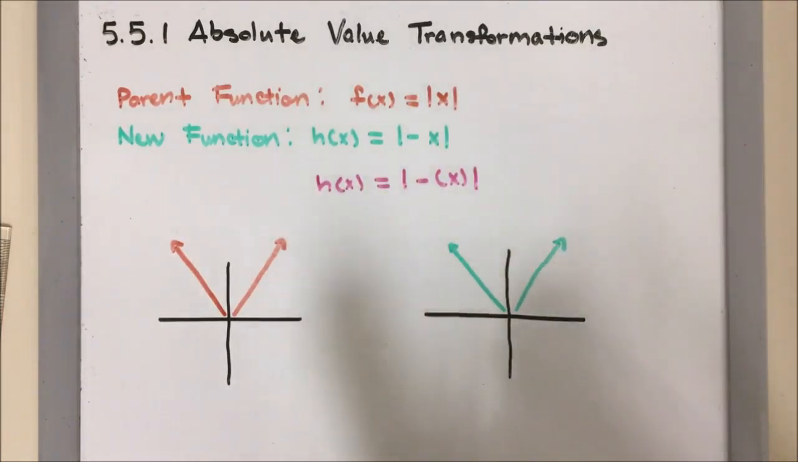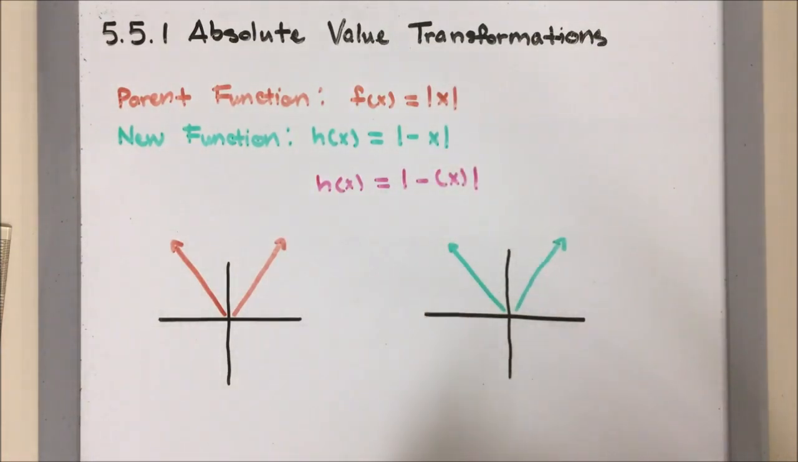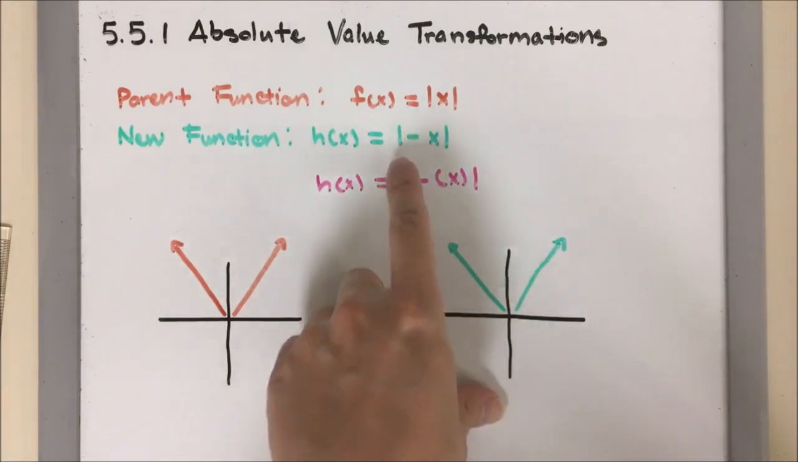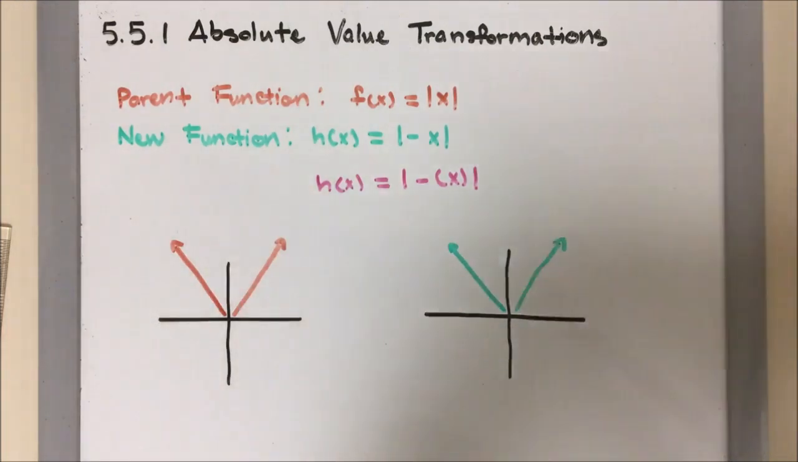The reason is that there's no number with the x inside, so it's hard to see the transformation if you were given a graph. If you were given a graph, you wouldn't know if there was a reflection at all if it was just the absolute value of negative x. So let's talk about a different function where there is a number inside the absolute value line with the x, but also a negative sign inside.